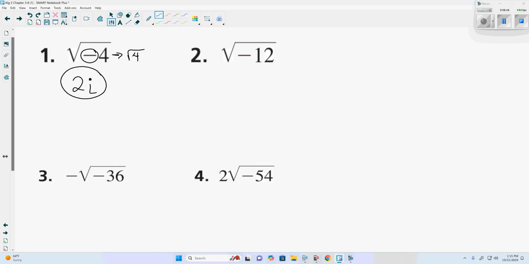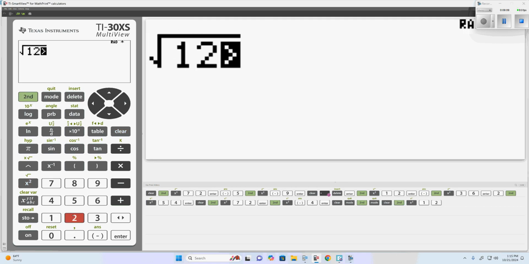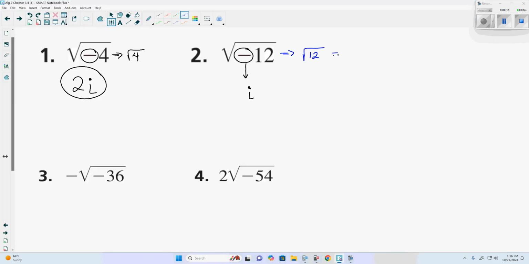Now we can look at the next one, square root of negative 12. I can't plug in square root of negative 12, but I do know the negative comes out as i, leaving us with what? The square root of 12. Well, the 30XS will take the square root of 12, which is 2 square root of 3, 2 radical 3. So the square root of 12 is 2 radical 3.